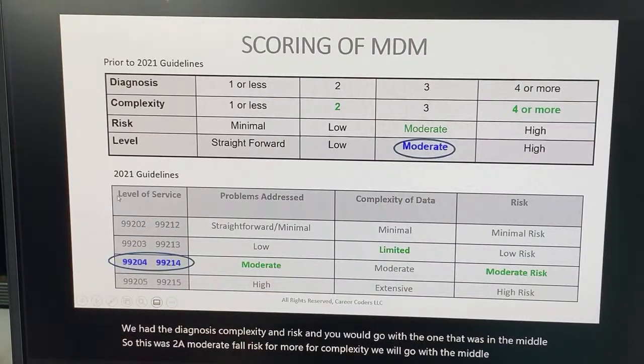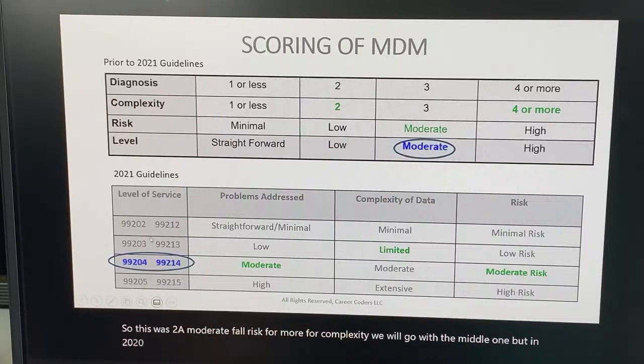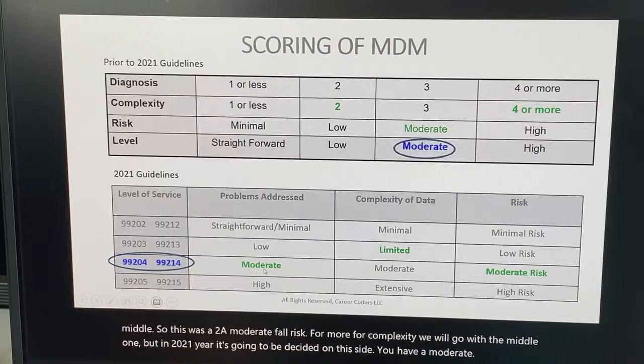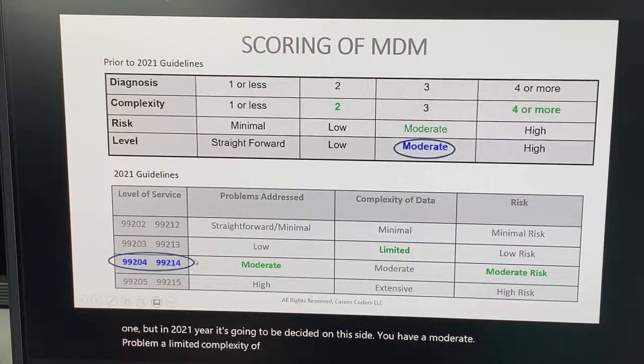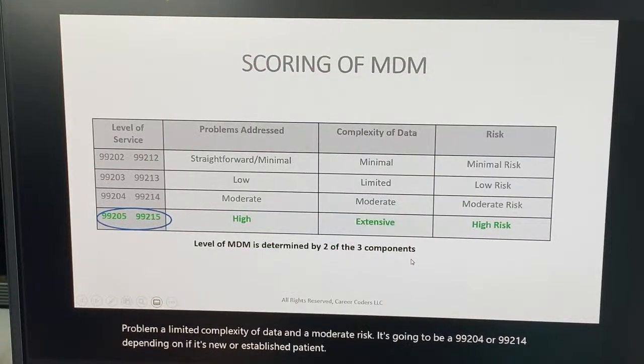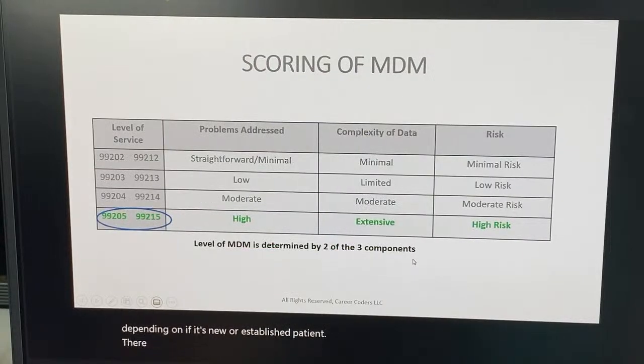But in 2021, it's going to be decided on this side. You have a moderate problem, a limited complexity of data, and a moderate risk. It's going to be a 99204 or 99214, depending on if it's a new or established patient. There's another one that could be a high.